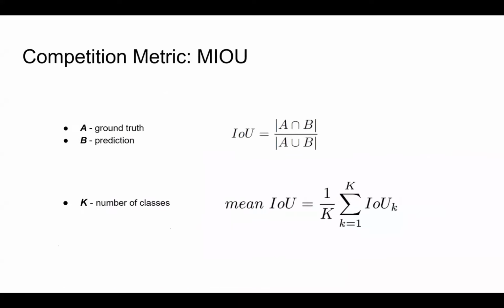Say we have ground truth mask A and predicted mask B. The intersection area of these masks divided by their union gives us the intersection over union score. The competition score was mean IOU, which is the average of the IOUs of the 4 aforementioned classes. So let's jump to the solution.